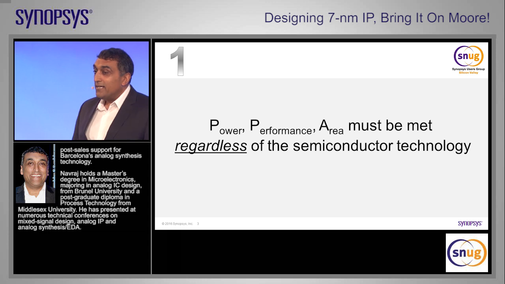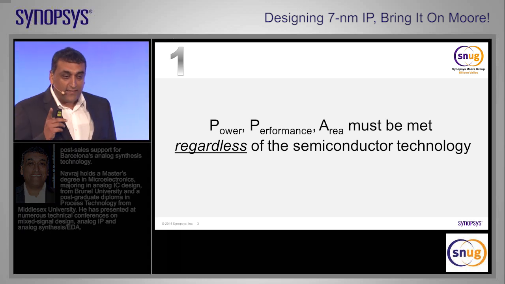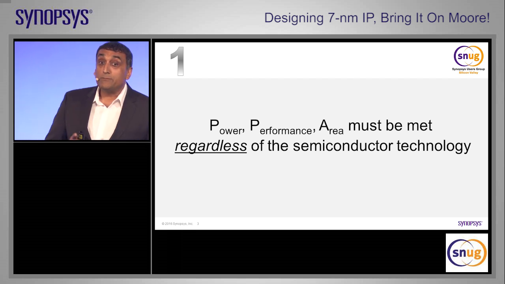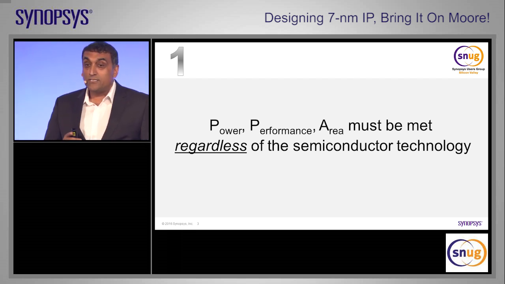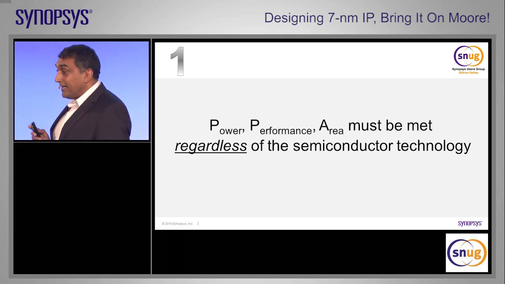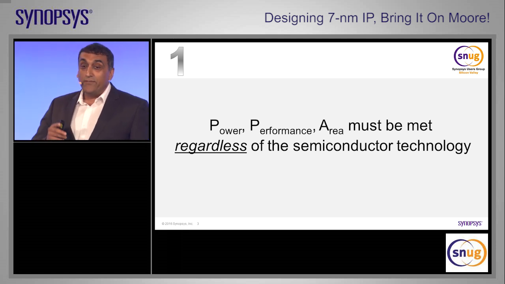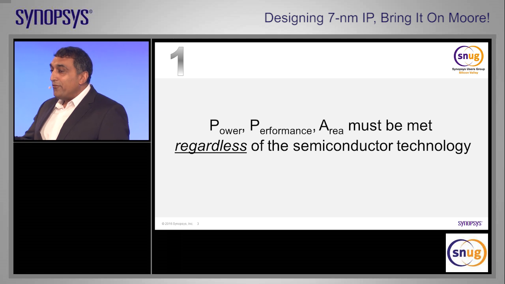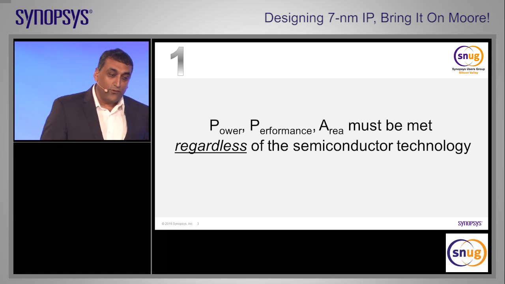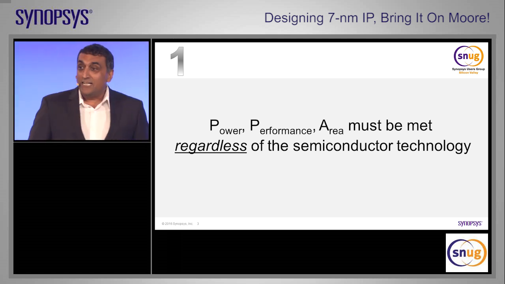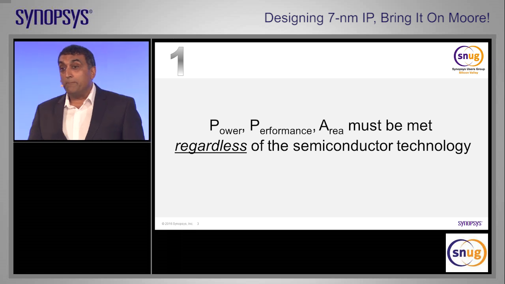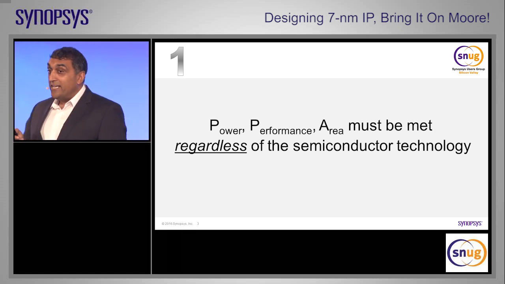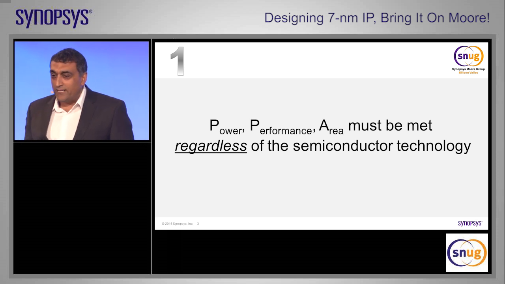So there were two things I learned at my time in Philips. The first thing, and this is very important, and it's the theme of the presentation: power, performance, and area must be met regardless of the semiconductor technology that you're designing in, okay? So when you're developing IP, when you're developing high-performance blocks, you cannot go to the foundry and say, hey, can you tweak this resistor for me? Can you optimize this transistor? Can you do something with this capacitor? You just have to live with that process because that's the process of the SoC, okay? So that was the first thing I learned.